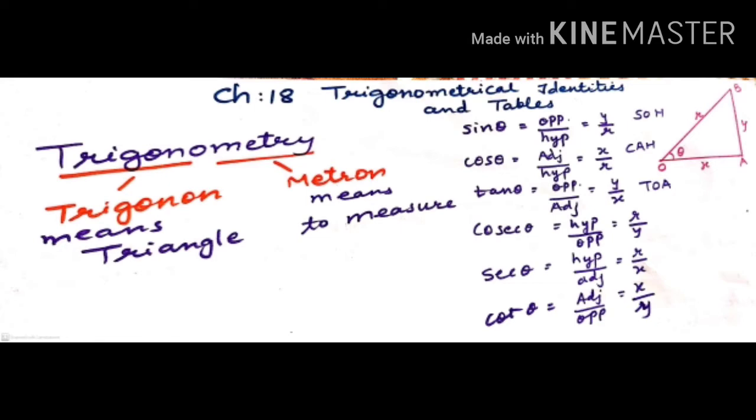The word trigonometry is divided in two parts, that is trigonon and metron. These words are Greek words. Trigonon means triangle and metron means to measure. So by the name only you can understand that in this chapter we are going to learn about the relation of the measure of triangles. Now measure of triangles means triangles, angles and sides. We will measure them and their relations.